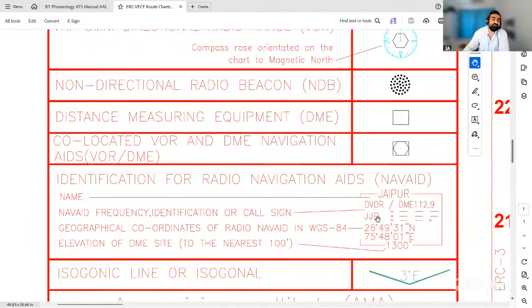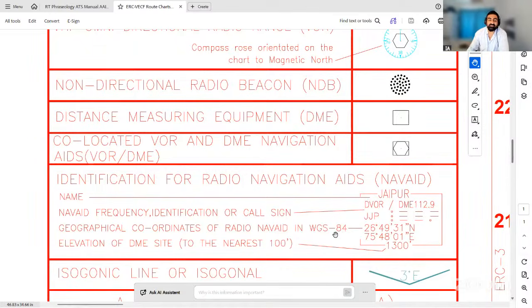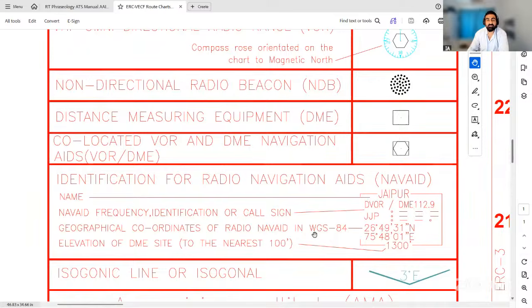Geographical coordinates of radio nav aids. WGS 84. Do you know the definition, abbreviation? Can you decode WGS? World Geodetic System, 1984. Their model of Earth is what we have accepted for civil aviation. World Geodetic System, 1984. Remember this.